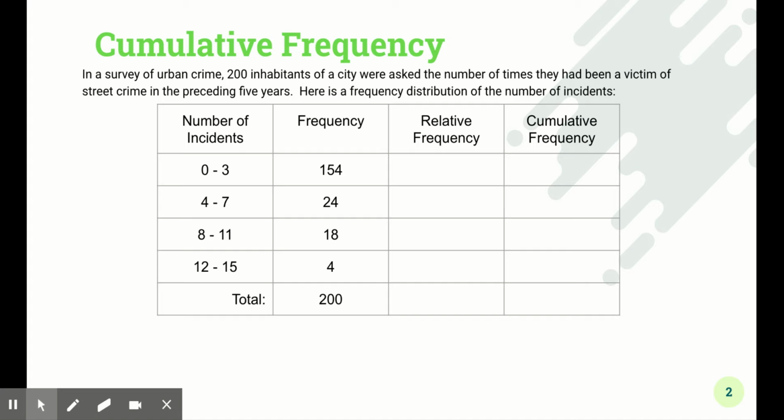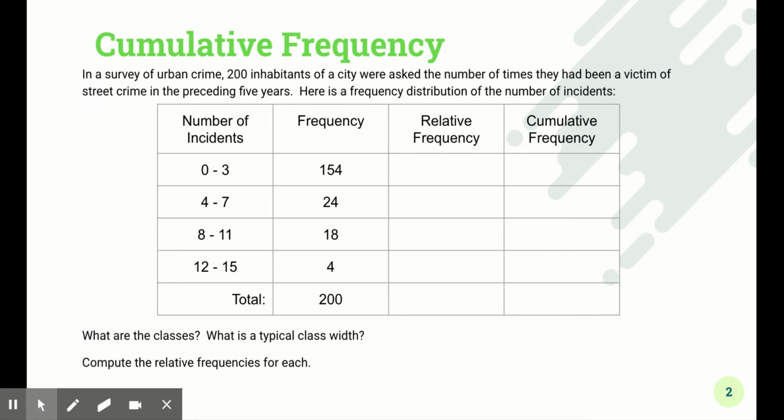So for 0 to 3 incidents, we had a frequency of 154. For 4 to 7 incidents, we had a frequency of 24. For 8 to 11 incidents, we had a frequency of 18, and for 12 to 15 incidents, we had a frequency of 4. So that total frequency is 200.